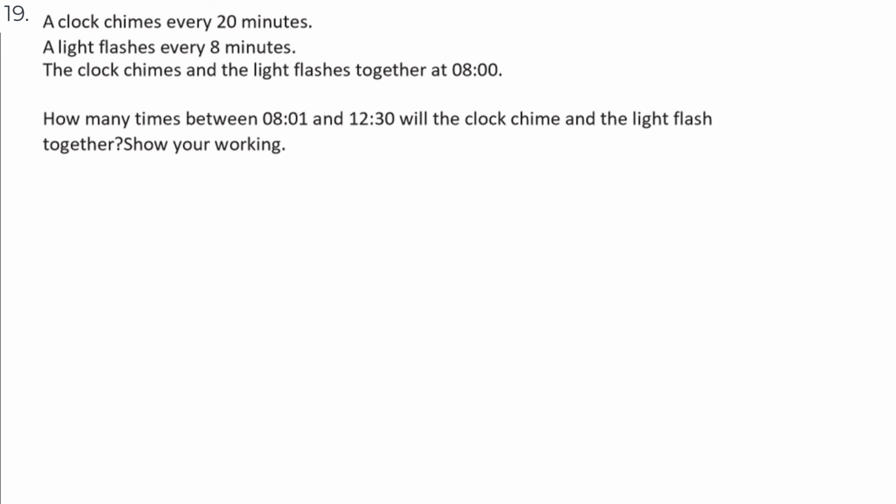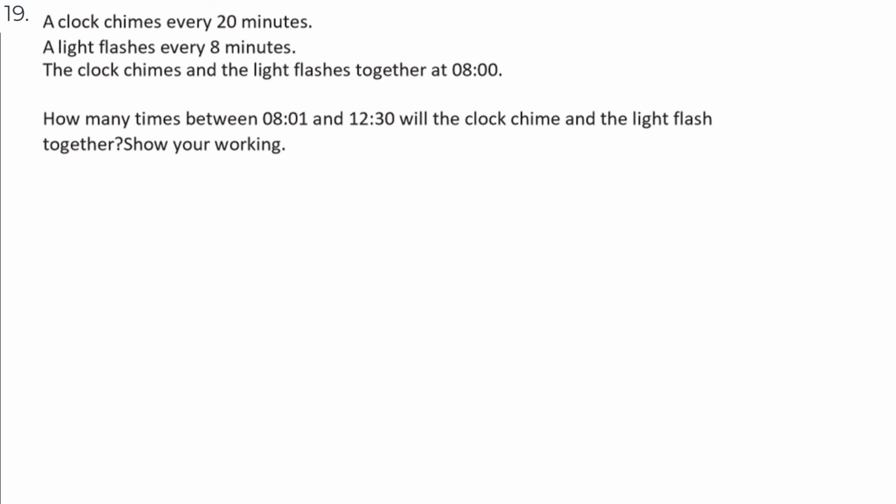Question 6. A clock chimes every 20 minutes. A light flashes every 8 minutes. The clock chimes and the light flashes together at 8 o'clock. How many times between 8 and 12:30 will the clock chime and the light flash together? Show your working. Now this is actually like a lowest common multiple question if you think about it.